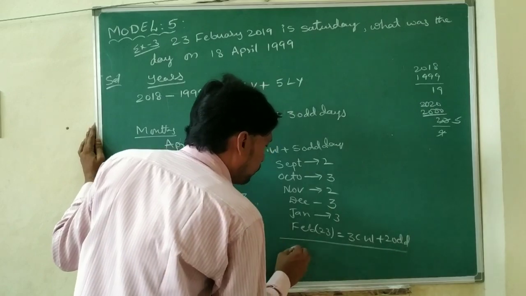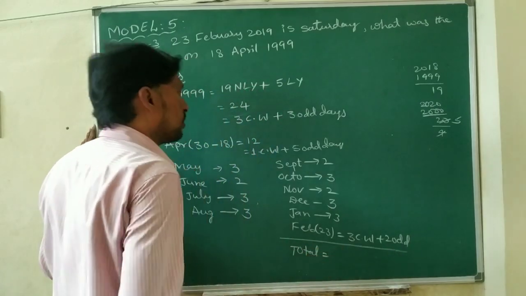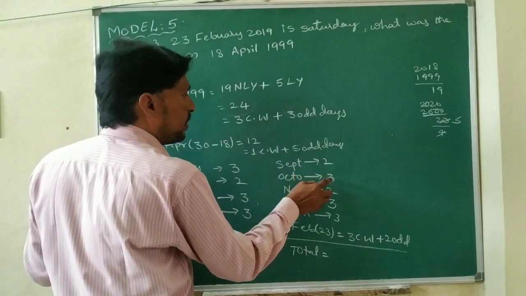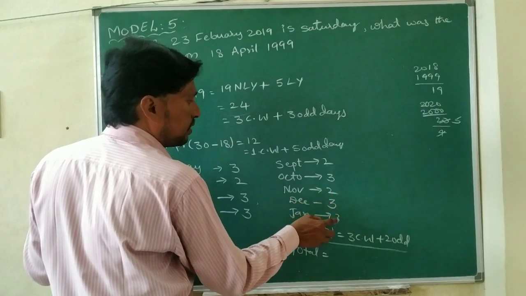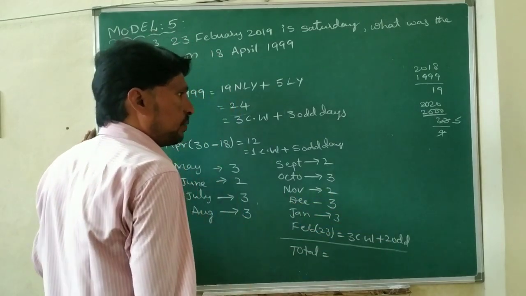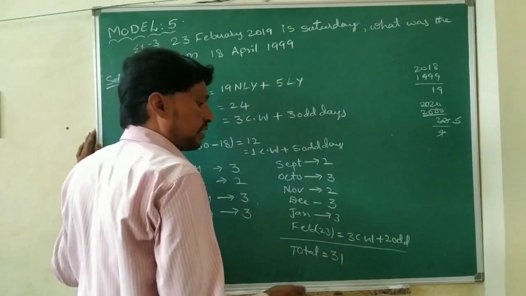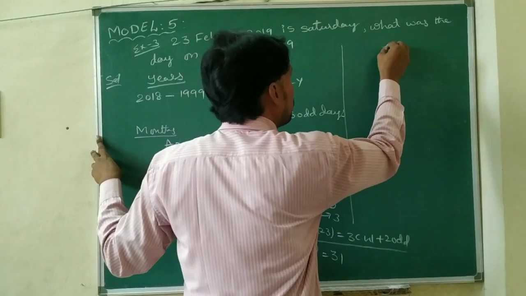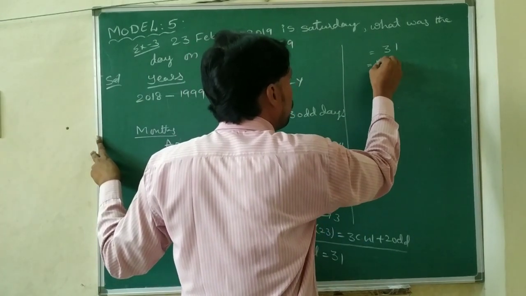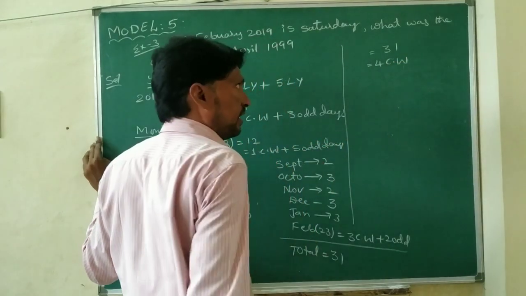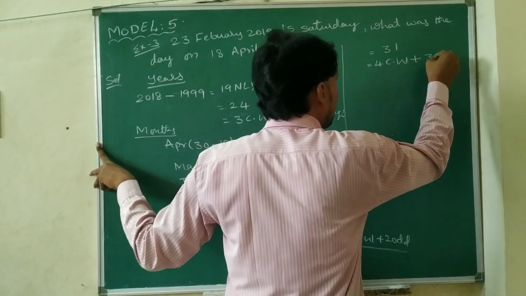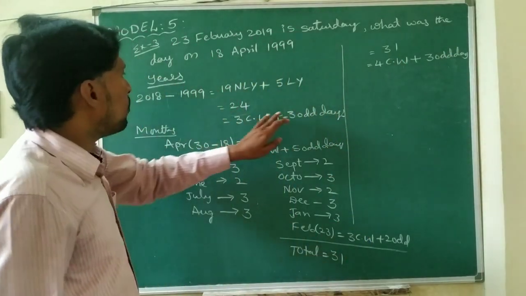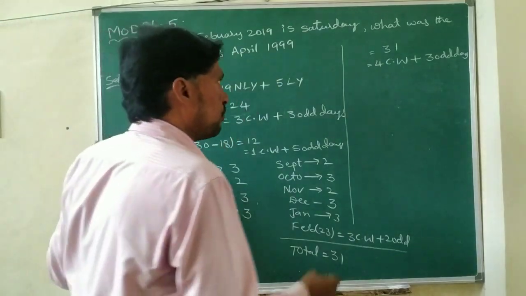So total odd days for the months we are calculating: 5 plus 3 plus 2 plus 3 plus 3 plus 2 plus 3 plus 2 plus 3 plus 3 plus 2. We are adding, means we are getting total 31 days. So 31 days we need to convert into the odd days. So 4 complete weeks, 4 7s are 28, 28 plus 3 odd days we are getting. 3 odd days. So here years odd days we got it, months odd days also we got it.